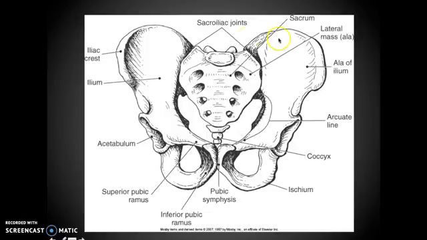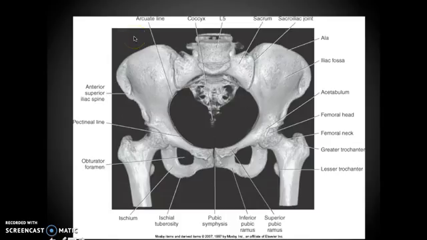Review, here we go. We have the sacroiliac joints with the sacrum, the lateral mass or the ala of the ilium, arcuate line. We have your coccyx, ischium, pubic symphysis, inferior pubic ramus, and your superior pubic ramus up top with your acetabulum, ilium, and iliac crest.